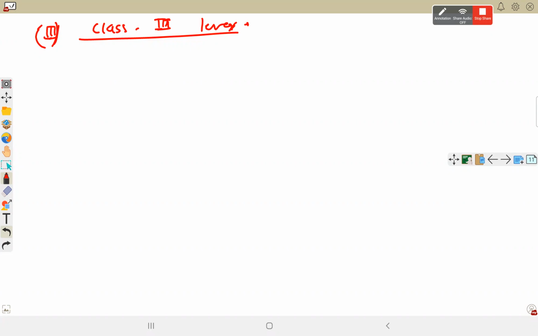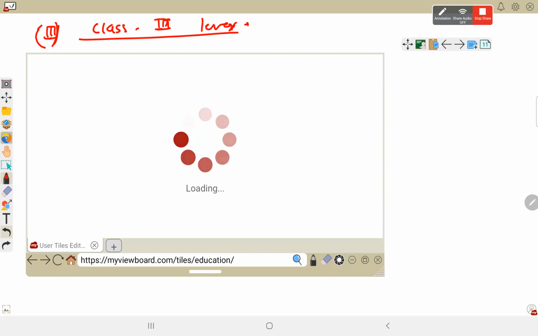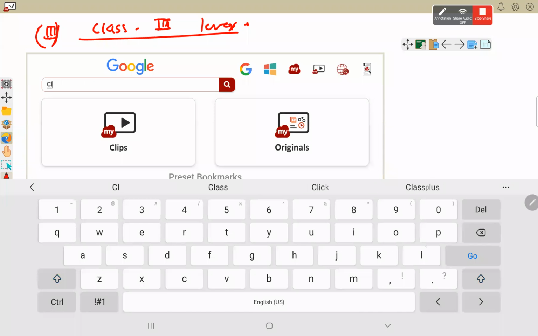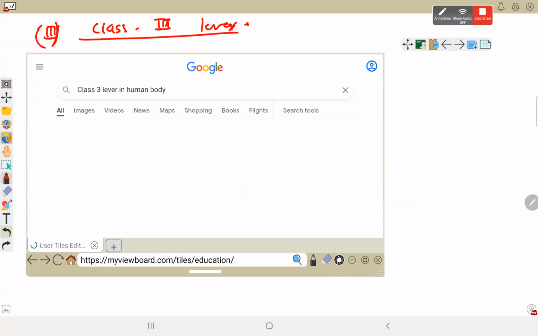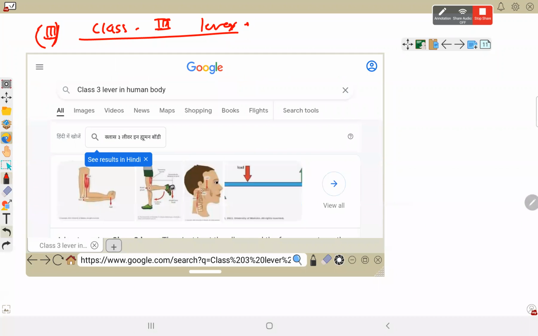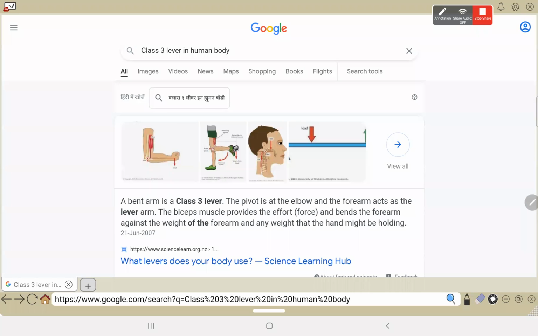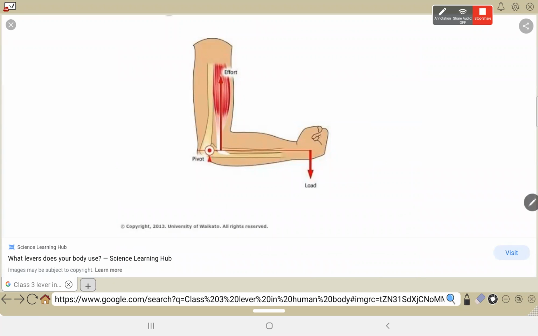Very good. Class 3 lever example: what is the class 3 lever example? It is in raising your forearm, or when you take a load in your forearm. Class 3 lever in the human body. Right? Yes.